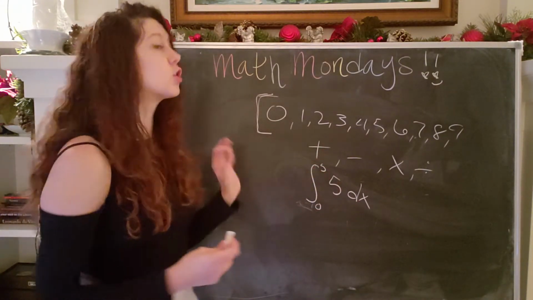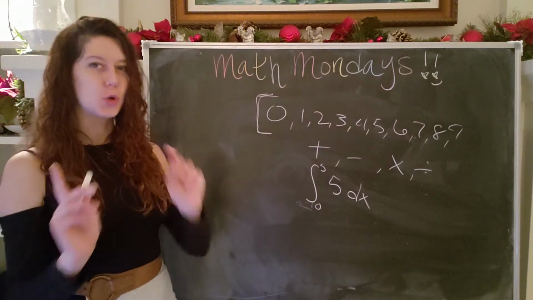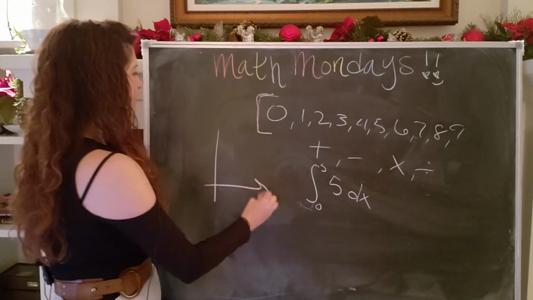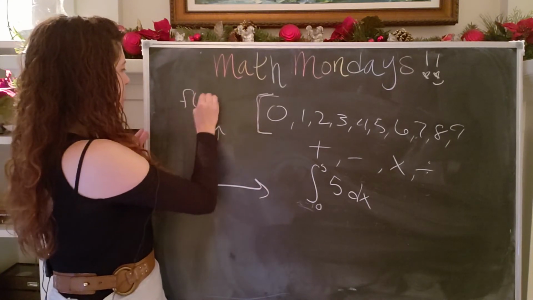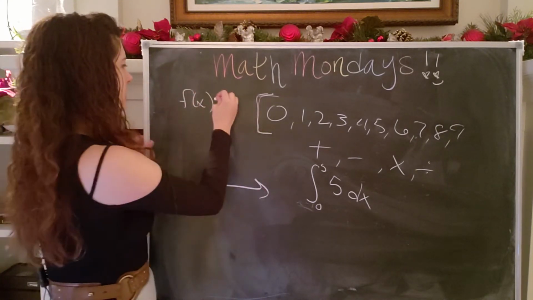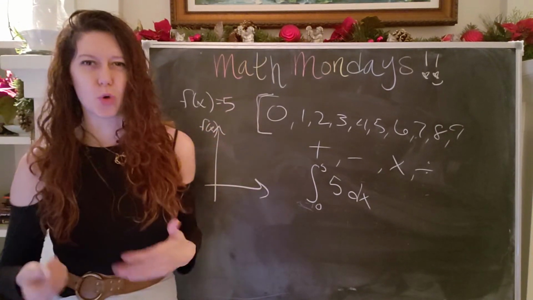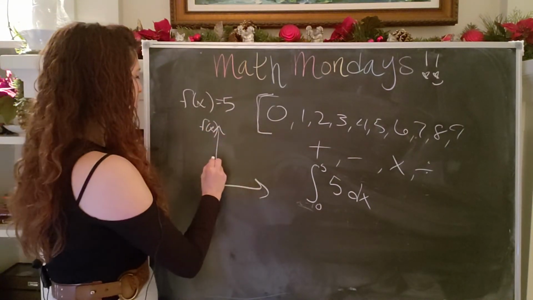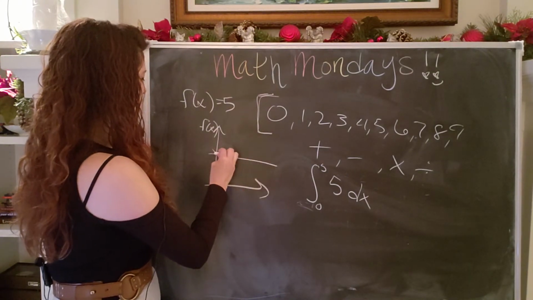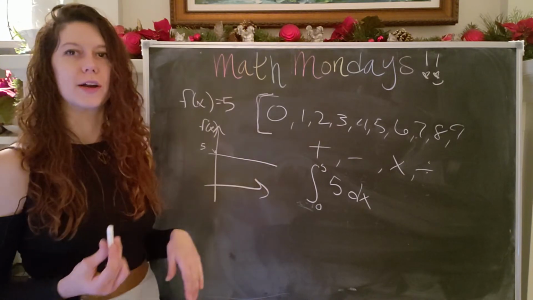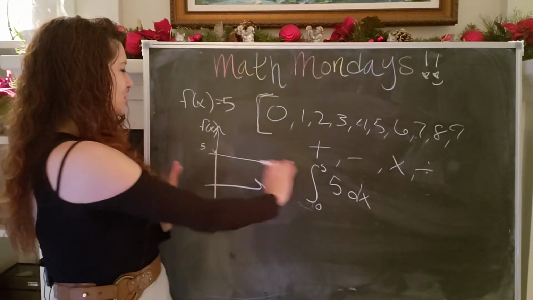And I'm going to draw us a picture. Pictures are super helpful in mathematics, especially with integrals. So what this looks like is if our function, which is dependent on x, equals 5, that means that on the vertical axis we have f of x, or if you're more comfortable with y, that's fine too, but it always equals 5. So it's going to be a straight line.